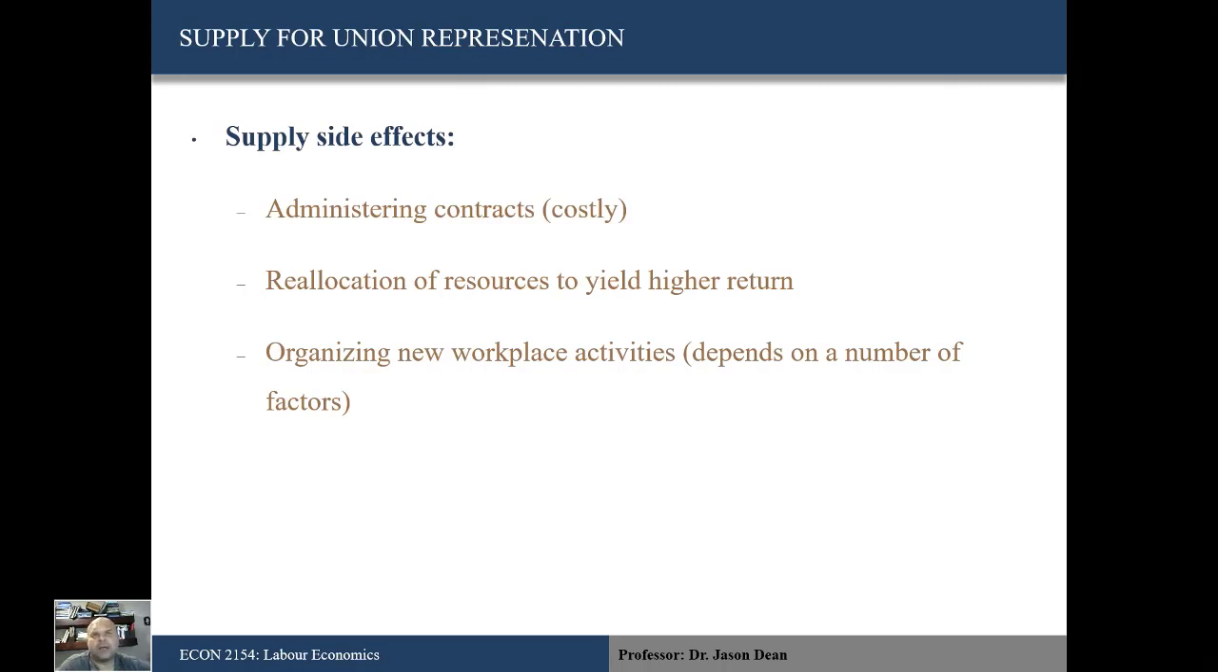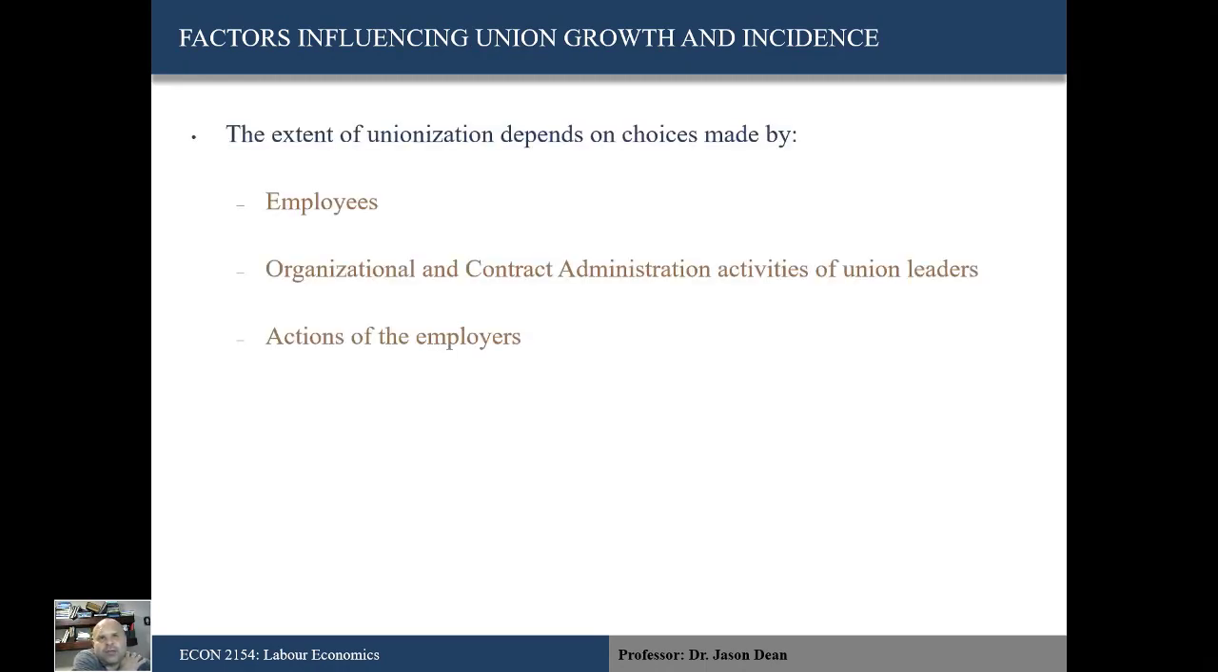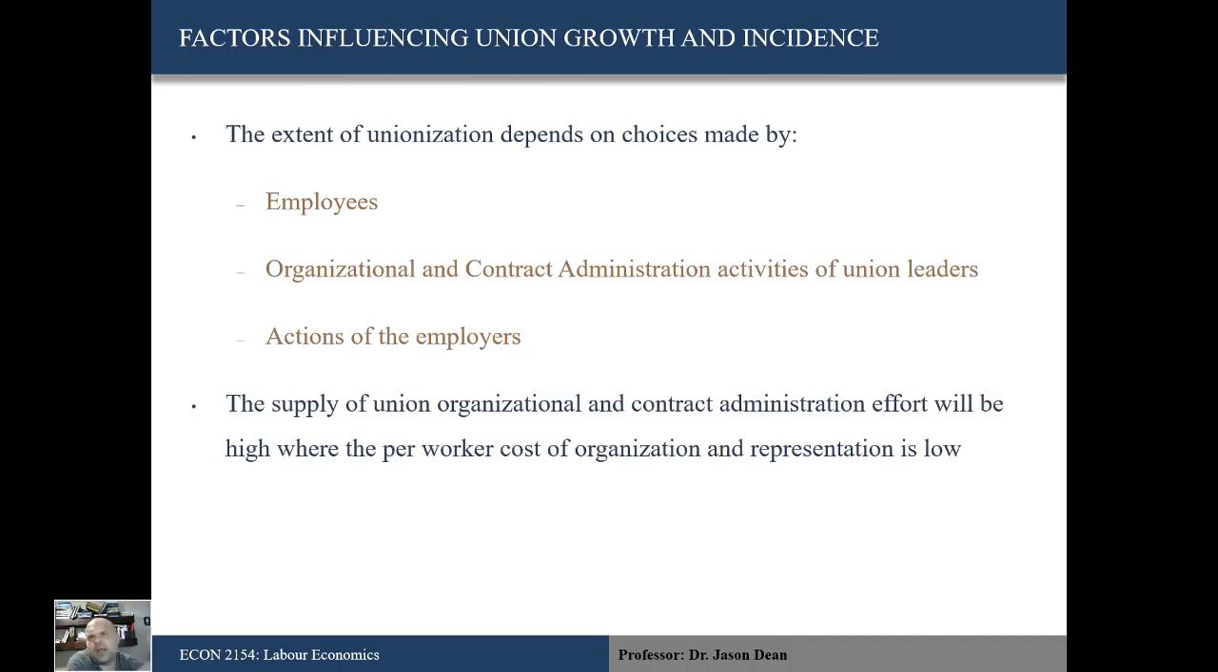Certainly, this demand and supply framework provides a useful conceptual model in which to analyze the extent of unionization at a point in time and even in changes over time. The central concept is that the extent of unionization depends on the choices made by employees, the organizational and contract administration activities of union leaders, and the actions of employers. The bottom line is that the supply of union organizational and contract administration effort will be high where the per worker cost of organization and representation is low.